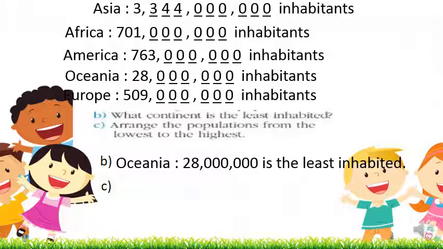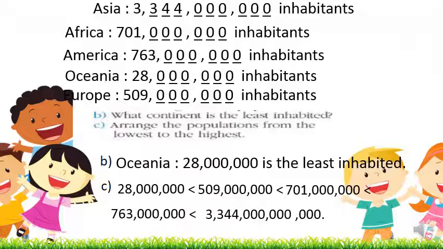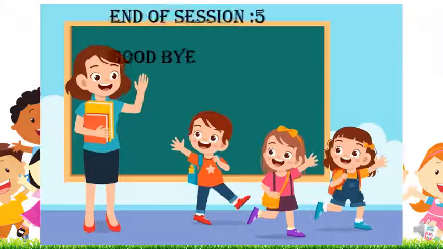Okay, arrange the populations from the lowest to the highest. It means in the increasing order. So the smallest one is Oceania, which is 28 million. Then comparing the millions numbers, we have 701, 763, and 509. So Europe 509, then 701, which is Africa, then America, which is 763 million, and the highest one is Asia, which is 3,344 million inhabitants. So this is the end of our lesson and the end of session 5.